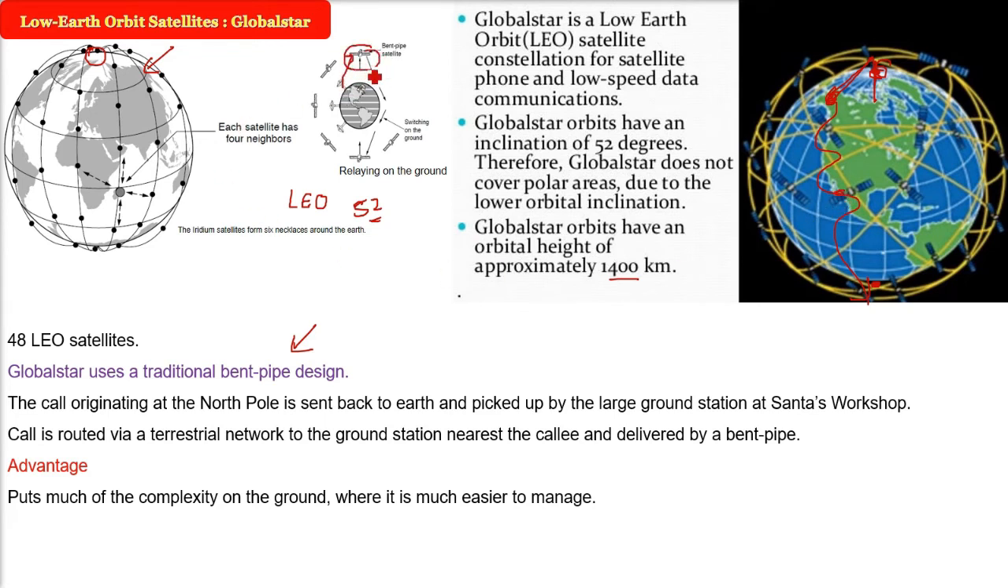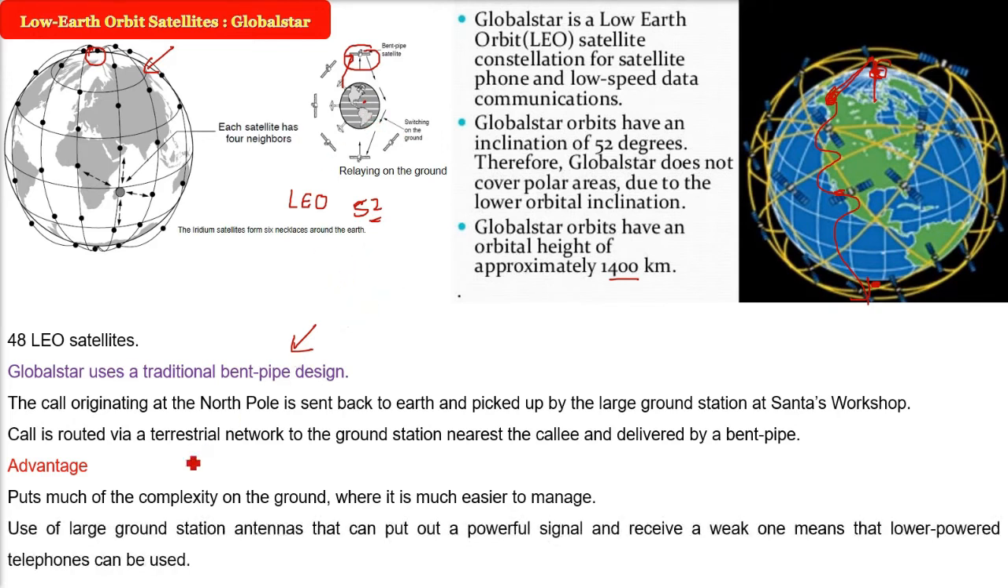So if something has to be maintained, you have to go to the satellite, and that is not so easy. In the Globalstar, it put much of the complexity on the ground, so it is easier to manage. Okay, you talk about electric, electronic or electromechanical devices. The use of a large ground station antenna that can put out a powerful signal, and they can also receive a weak one, means that the low powered telephones can be used. The actual handheld devices are not having that much of power.